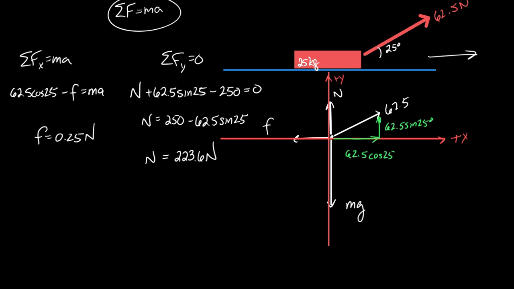There's some substitution here for sure, but it still comes down to 62.5 cosine 25 minus 0.25 times 223.6 equals 225 times a. And I think that's enough for me. I think you guys can punch numbers. Any questions about that one?